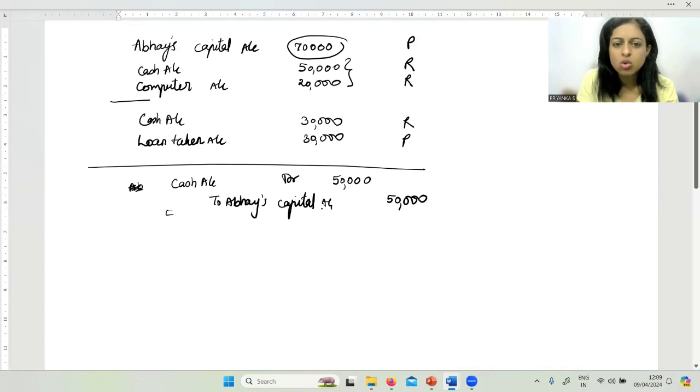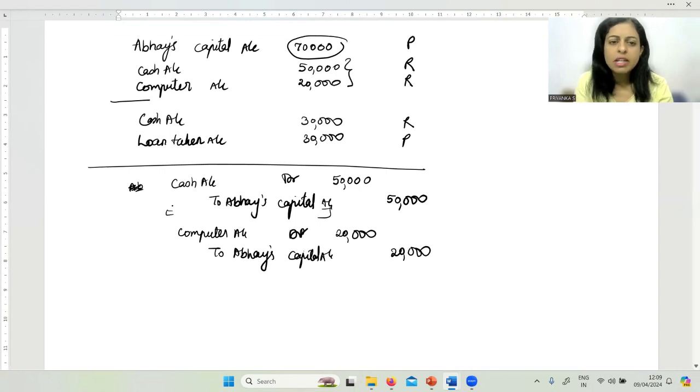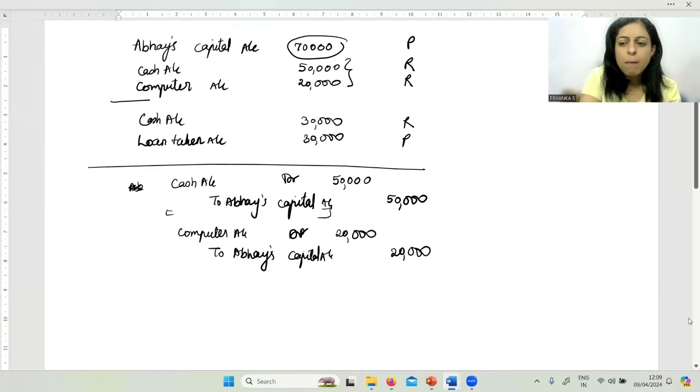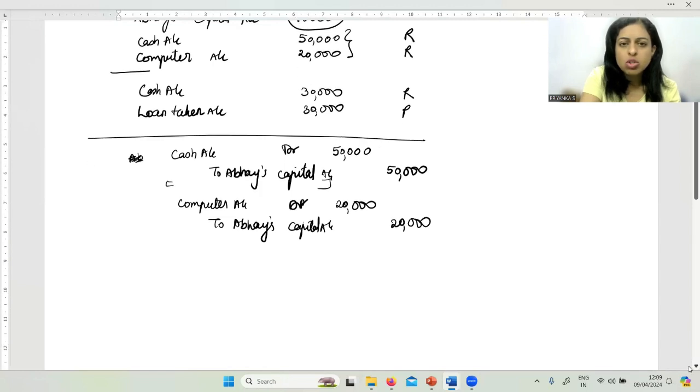Second, and I would write the narration also over here. Being cash brought in into business. Then computer account. Computer is brought into business. Computer account debit. Amount how much? 20,000. This is the debit side. To Abhay's capital account. Amount is 20,000. Now what is happening here is I'm writing two times Abhay's capital account again, right? Instead of that, what I'm now going to do is I'm going to combine this entry into a compound journal entry.